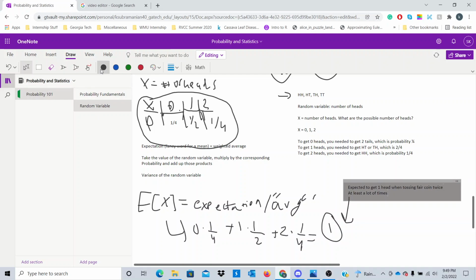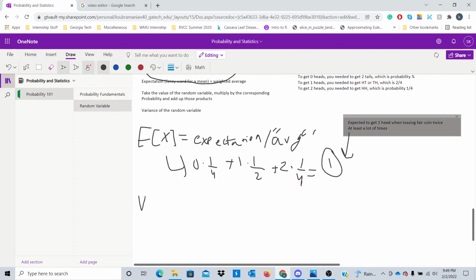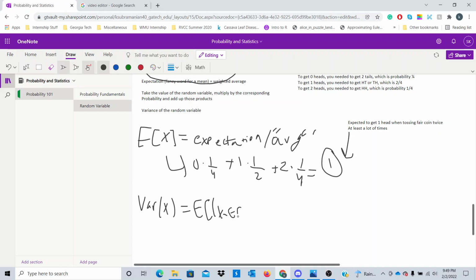Now, the variance is a little bit interesting. We call the variance of a random variable Var(X), and Var(X) is going to be this crazy notation here: E of (X minus E(X)) squared. Now, I know this is a lot to digest, but let's go through it piece by piece. But before we get to that, let's take an aside to see what expectation is.